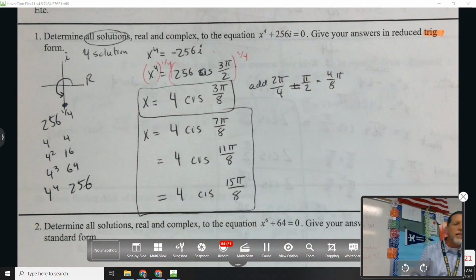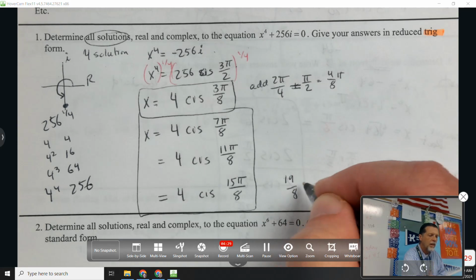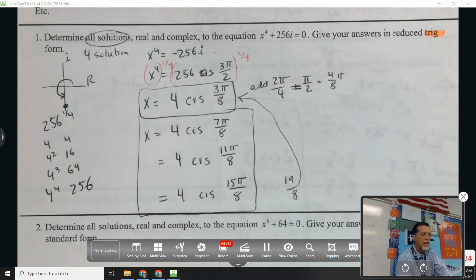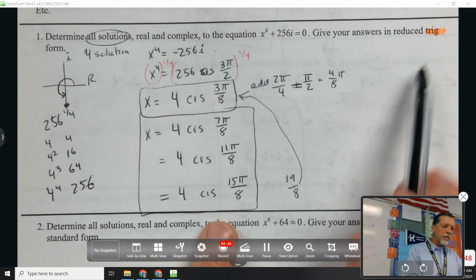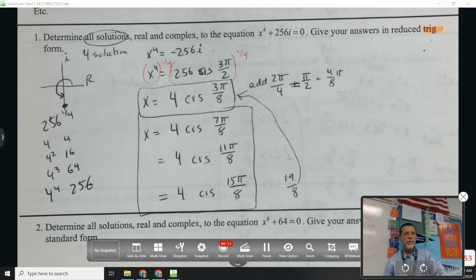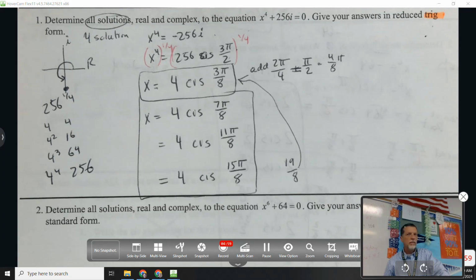That's 4 answers. If you want to go one more to check, the next one would be, let's see, 19 over 8, which is 3/8 past all the way around. So 19 over 8 would match up with that first one. So it's not an answer, but if you want to go one more to confirm that you hit all the right places, it's not a bad idea. Answer in trig form, so we like that. The answer in angle form. Oh, they couldn't have asked for this one in standard form anyway because we don't know the cosines and sines of the over 8s. So we're done with number 1.